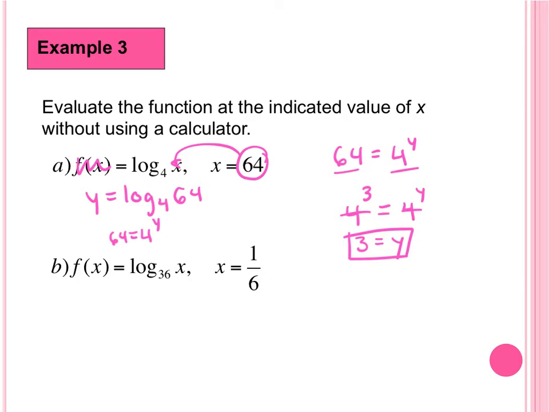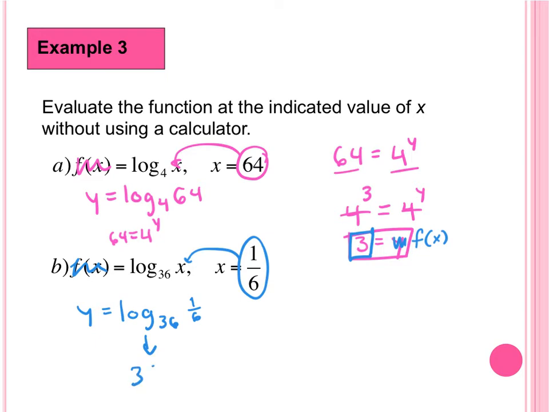For example b, we're going to do the same thing. We're going to take our x and plug it in for x. So this is y is equal to, well, I guess this is not y, it should actually be f of x. But it doesn't really matter. Our answer here is 3, so that's what's important. So y is equal to log base 36 of 1 over 6. So 36 goes in the middle. 1/6 goes out front. y goes up top.